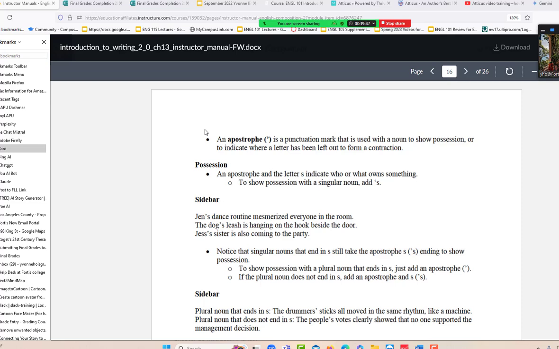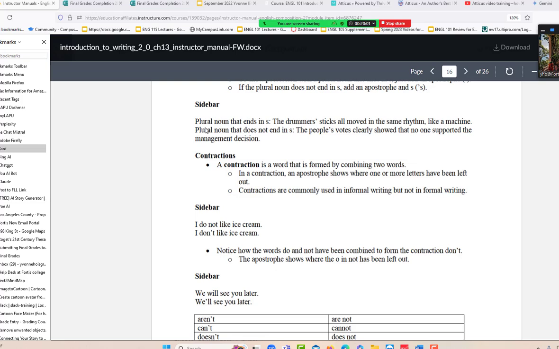To show possession with a plural noun that ends in S, just add an apostrophe. If the plural noun does not end in an S, add an apostrophe S. For a plural noun that ends in S: the drummers' sticks all moved in the same rhythm like a machine.